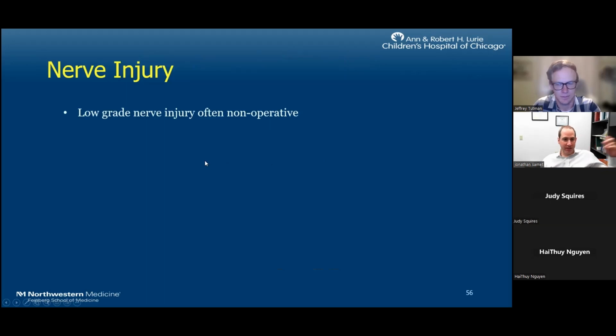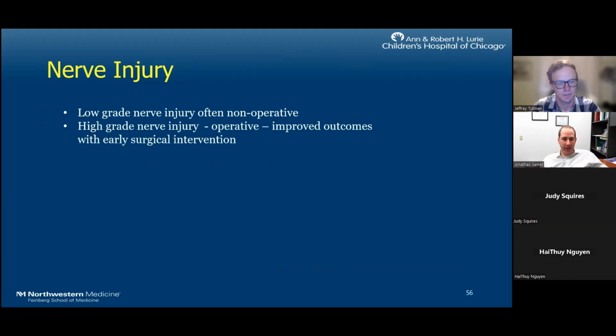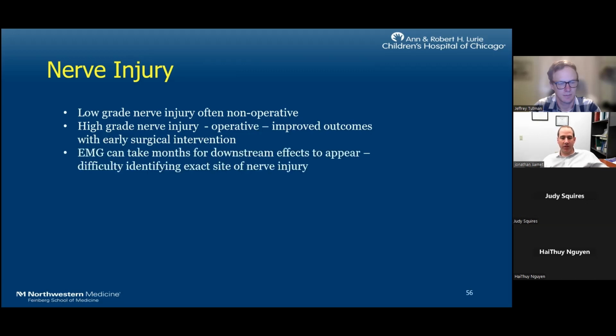When you're looking at nerve injury, it sounds really complicated, because it is when you're talking about the pathology of nerve injury under a microscope, but for us, you can break it up into a few different categories. You have low grade, which is often non-operative, and you have high grade. High grade is usually operative, and there are improved outcomes with early surgical intervention. So we want to diagnose high grade injuries. If someone has a nerve injury, the problem is EMG can take months for the downstream effects to appear. They may not even be able to get in for EMG.